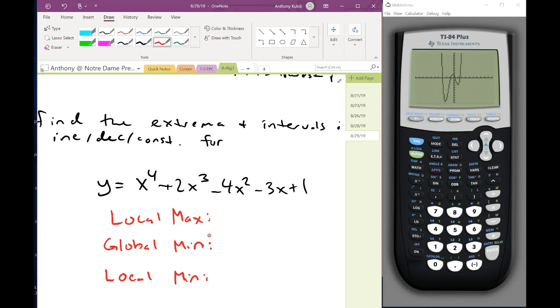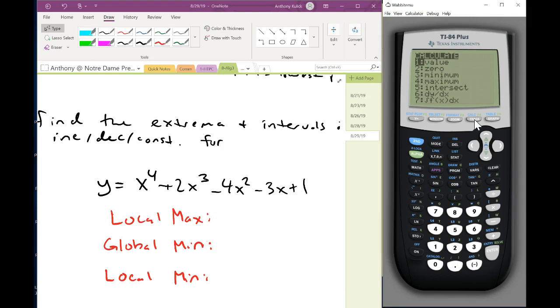So this is good. I was able to figure out how many maxes and mins and what type they were just by looking at the picture. If I want more information, though, say I want the actual coordinate where those minima and maxima are, the calculator can provide this information for us as well. So the way to get this information is I'm going to go into the Calculate menu. So I'm going to press the second button here in blue, and then the Trace button on the top row of the calculator. That's going to open up the Calculate menu.